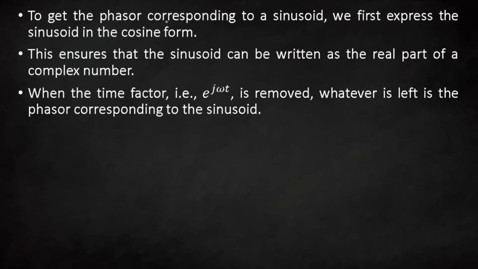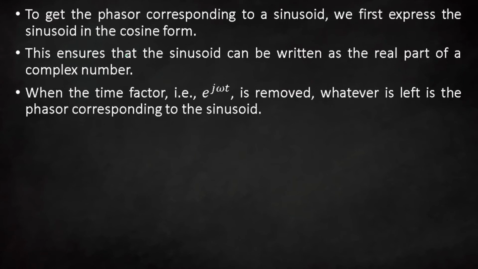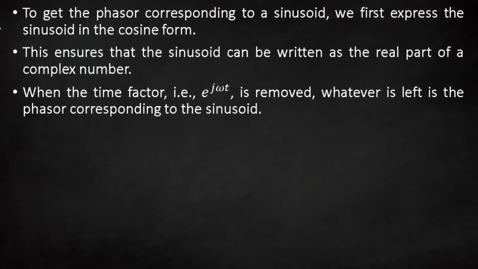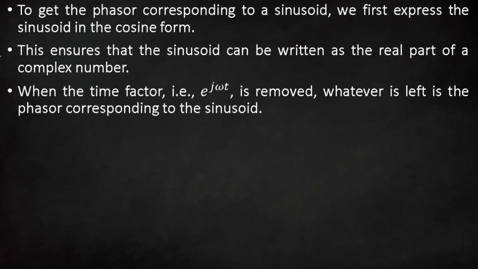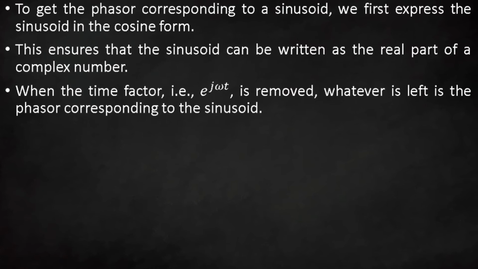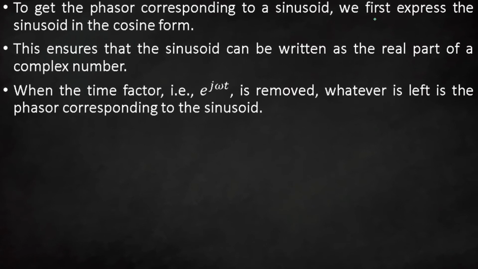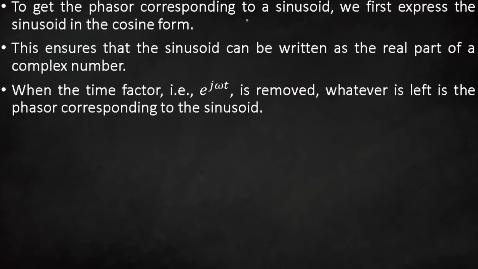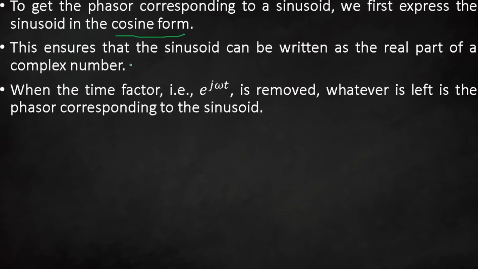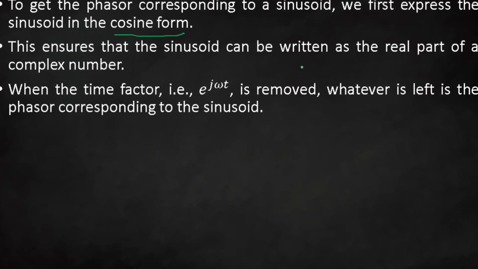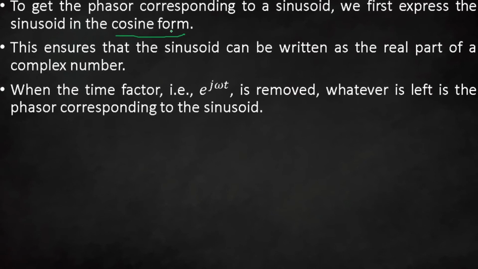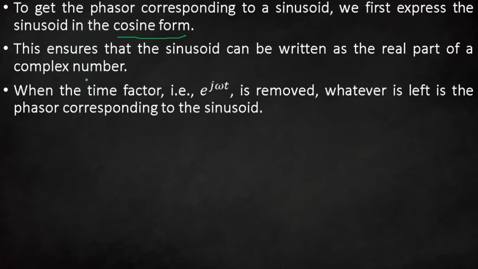To get the phasor corresponding to a sinusoid, we first express the sinusoid in cosine form. Let me give you a step-by-step process to find the phasor form of any sinusoidal representation. The first step: if you have a sine or a cosine function, first convert it into cosine form. This ensures that the sinusoid can be written as the real part of a complex number. Otherwise we would have to take the imaginary part of e raised to j omega, but since we convert to cosine form, it is only the real part of a complex number.